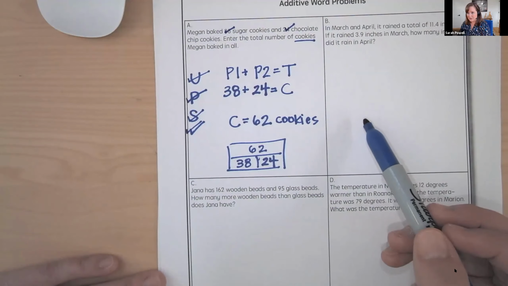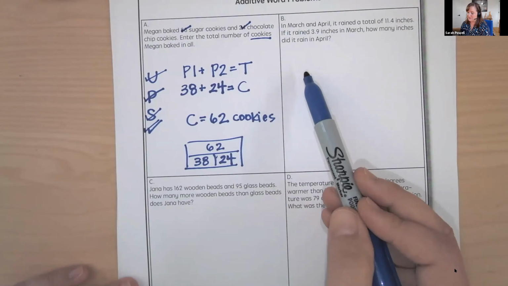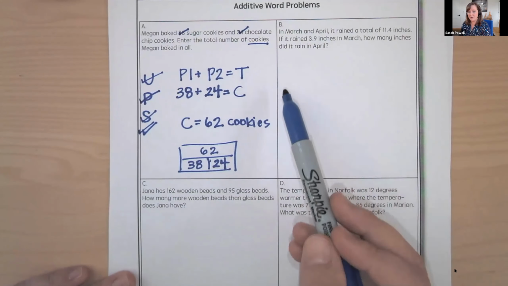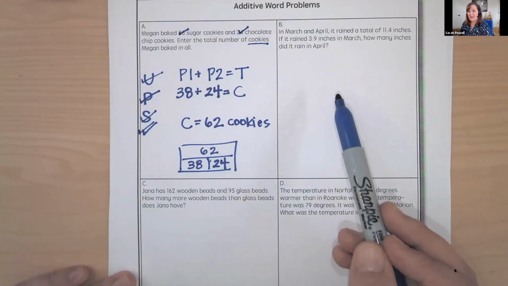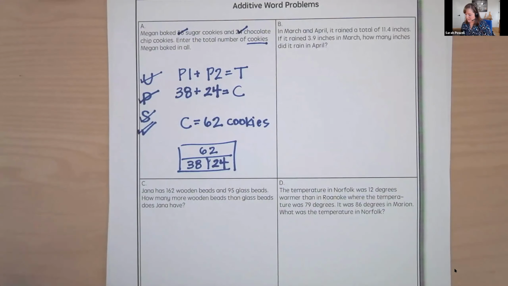But I'd like you to, and I'm not going to give a lot of time for this, but I'm going to give about 1 minute or so to look at problem B. If you can, start to think about what's your attack strategy, and then how would you help students solve this problem about the rain in March and April.